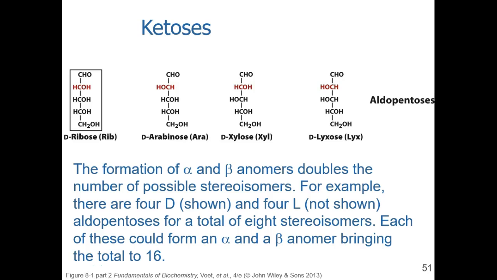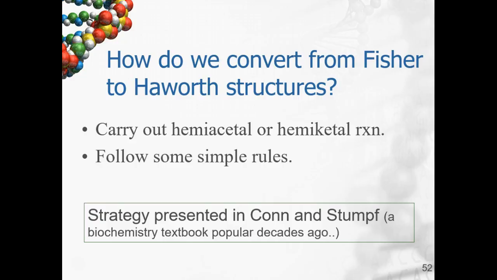So again, this doubles the possibilities, because these ketoses right here can form either 5 or 6 membered rings, and remember we also have the L's too. If each of them forms an alpha and a beta, we could actually have 16 total isomers. So the straight chain structures are called Fischer structures, and the cyclic structures are called Haworth structures. And you need to carry out the hemiacetal or hemiketal reaction.